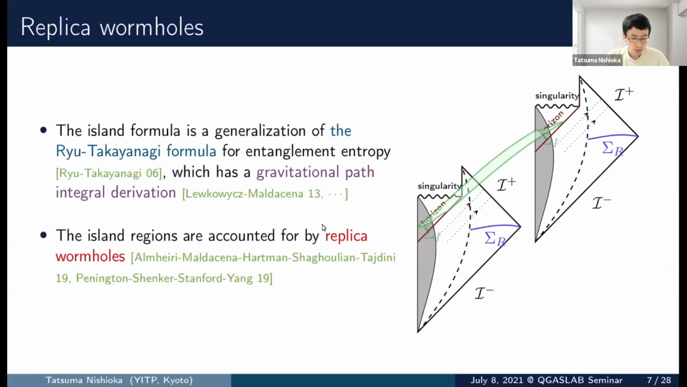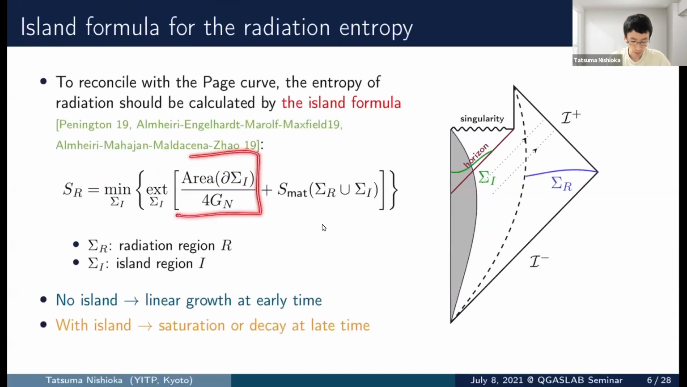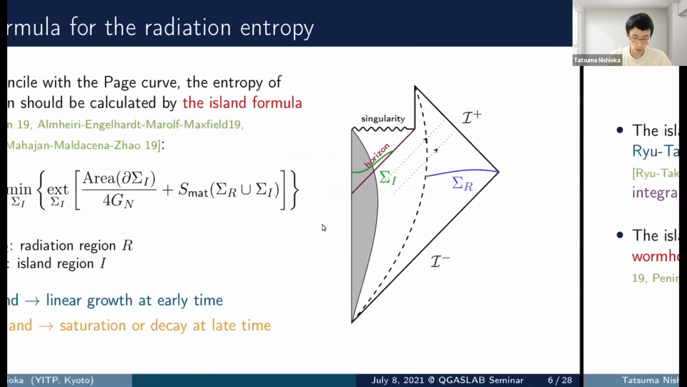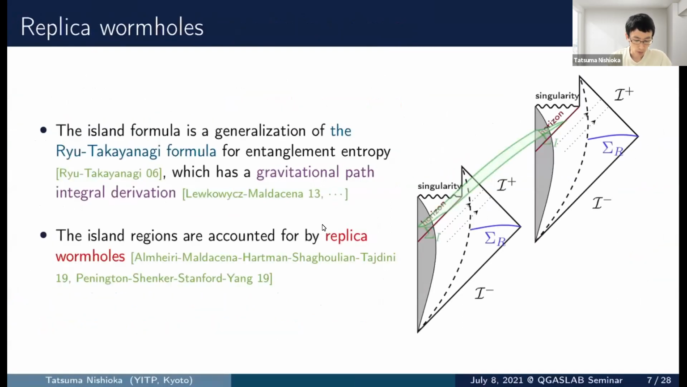Actually, the island formula can be proved in some special cases, like in two dimensions, by using the so-called gravitational path integral. The idea is very similar to the derivation of the so-called Ryu-Takayanagi formula. The Ryu-Takayanagi formula tells us how to calculate the entanglement entropy holographically. But actually, using the gravitational path integral, this formula can also be proved in the context of AdS/CFT correspondence. So the island formula is actually a generalization of the Ryu-Takayanagi formula, because maybe you notice that this part exactly looks like the Ryu-Takayanagi formula, and this is a quantum correction from the matter field. So the formula can be regarded as a generalization of the RT formula.